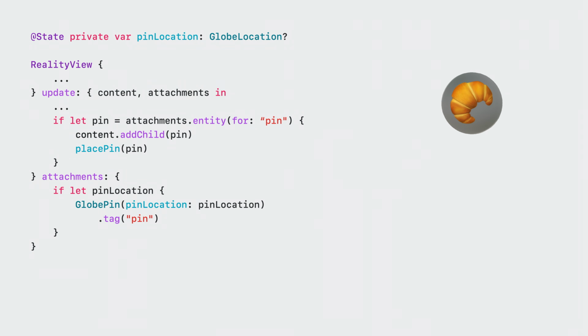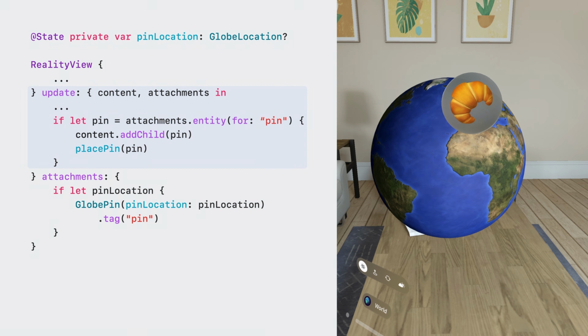Let's use this icon of a delicious pastry to represent a location on our 3D globe. For each attachment, you must add a tag that gives the attachment a name. I'll name this one Pin. To display the attachment, I'll add it to the content of my Reality View. I'll do that in the update closure by adding it to the root entity of the scene. Here, we can see the attachment we made previously, rendering on the globe above my favorite bakery location.